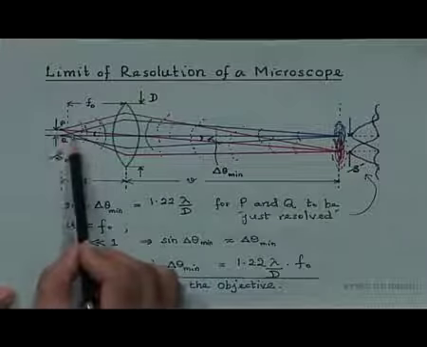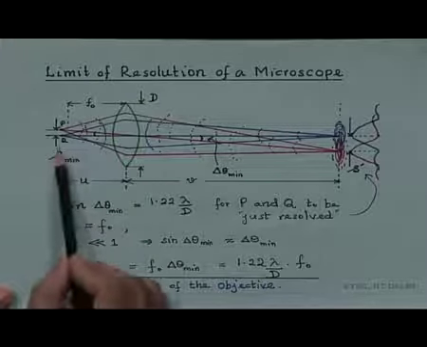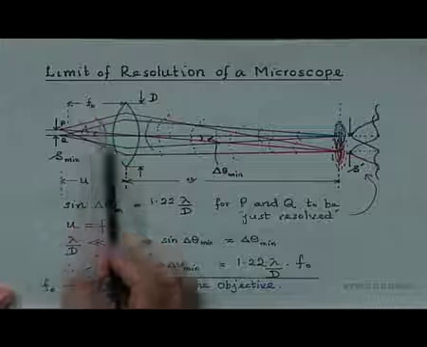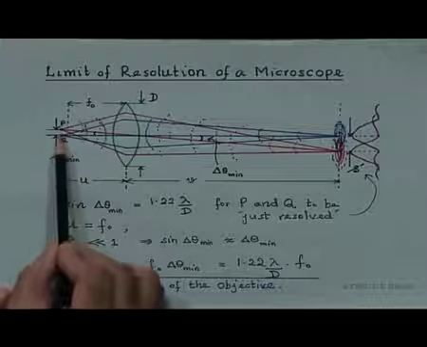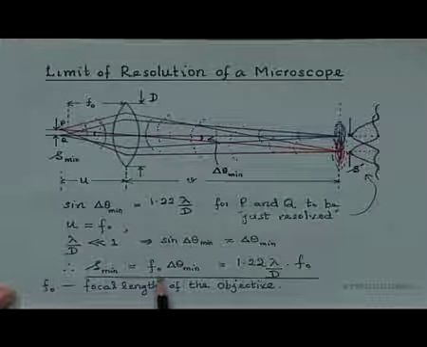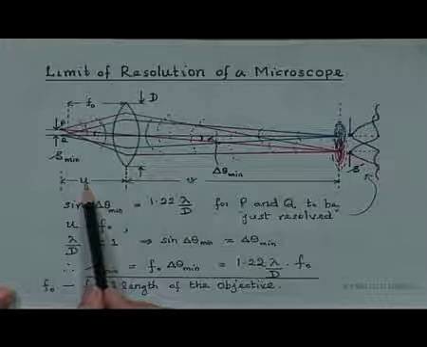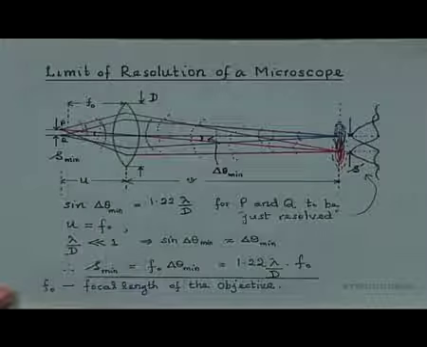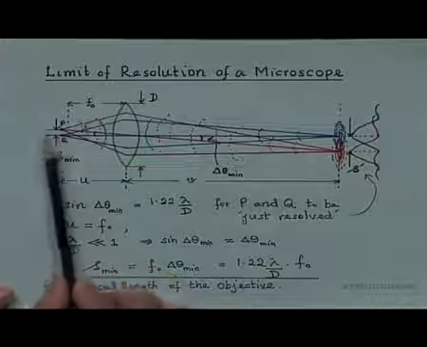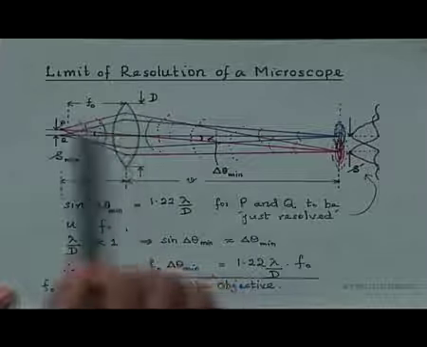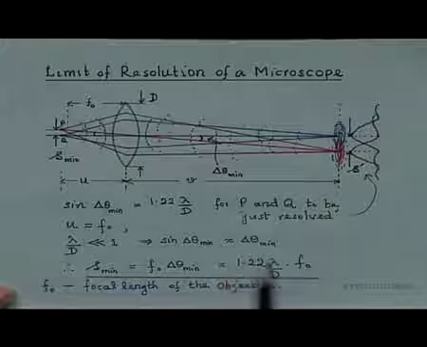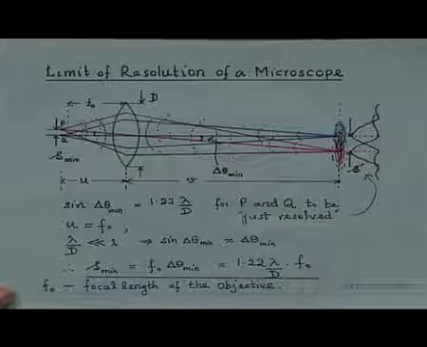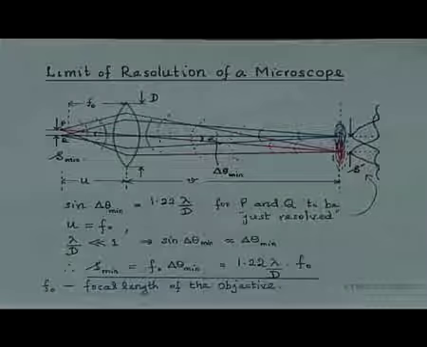Therefore, S min is the separation here. There is a very small angle, and the object is very close to the focal length of the objective. So we can write S min, the smallest resolvable separation, equal to FO, the focal length of the objective, which is very nearly equal to the image distance, into delta theta min. In fact, the objects to be viewed under a microscope are placed very close to the focal plane of the lens, and therefore this is equal to 1.22 lambda by d into FO, where FO is the focal length of the objective.